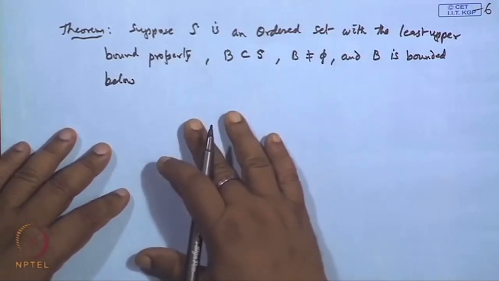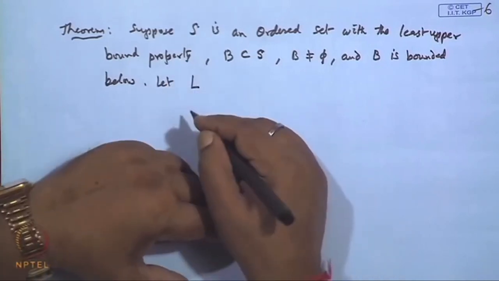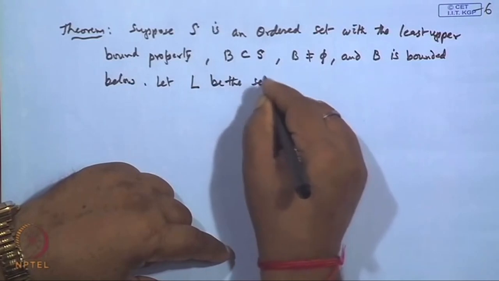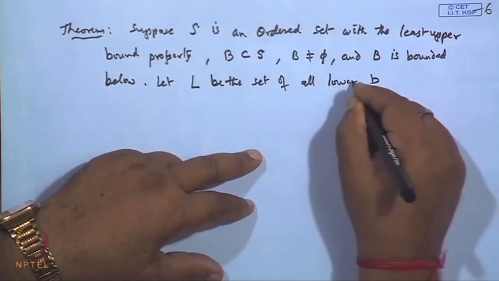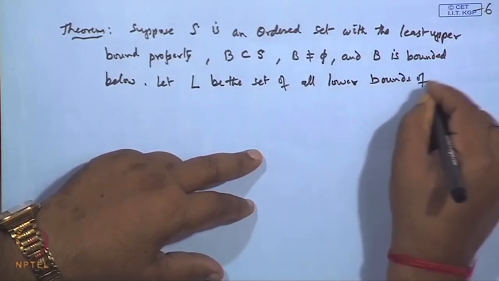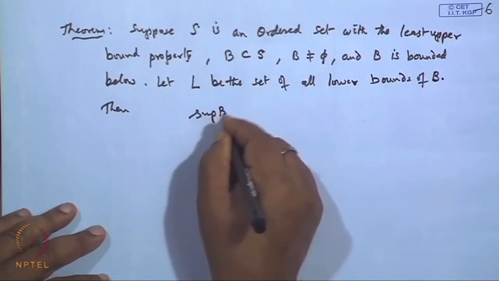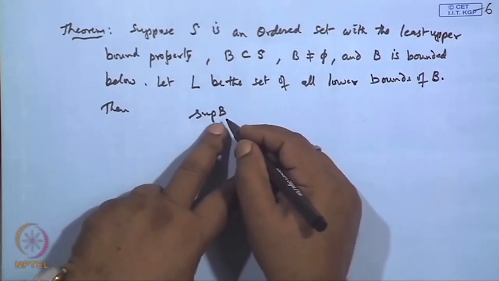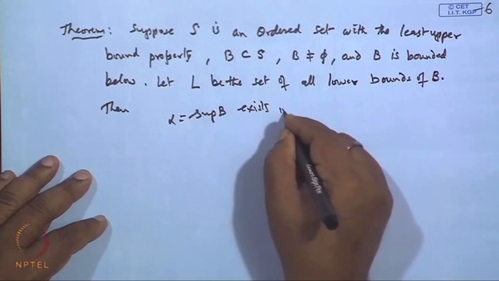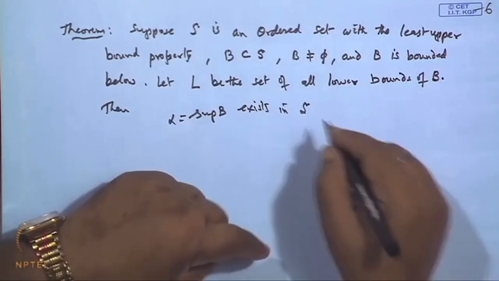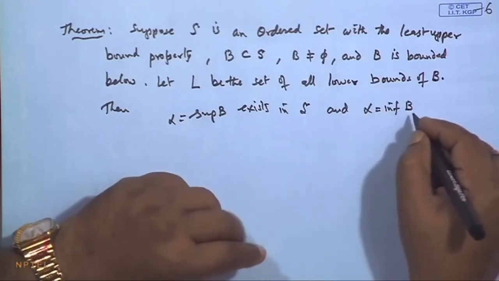Okay. So what it says is, if B is bounded below, let L be the set of all lower bounds of B. Then the supremum of L, that is the least upper bound, alpha, will exist in S, and this alpha will be the infimum of B, that is, it will be the greatest lower bound for B.